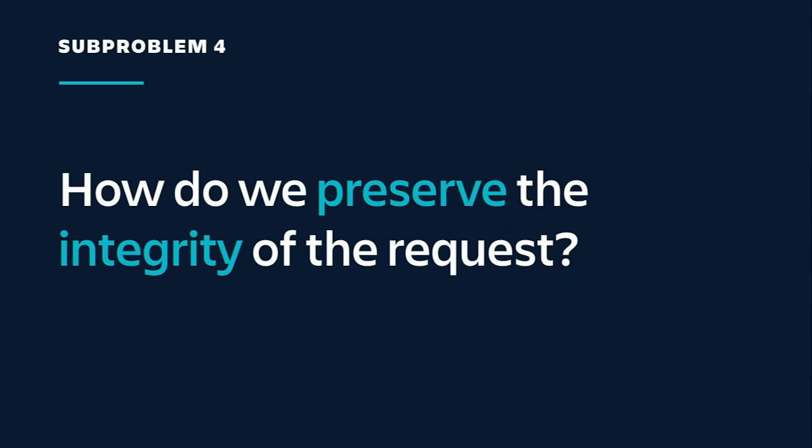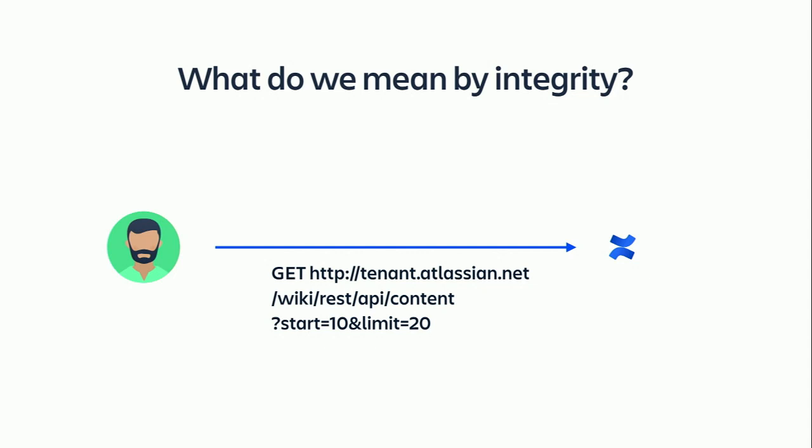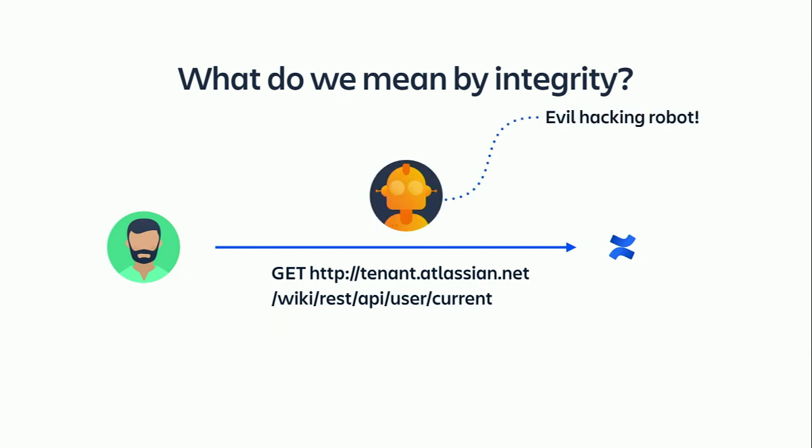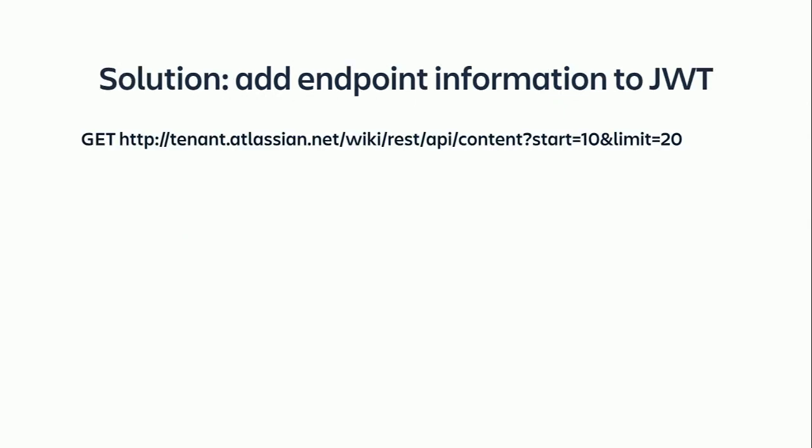Our final subproblem: how do we preserve the integrity of the request? So what do we mean by integrity? When we make a request, we have all this information: the endpoint we're talking to, the request parameters, maybe the POST payload. How do we make sure that that data comes from us to the product, or vice versa, all the way through those internet pipes without being tampered with? An evil hacking robot shouldn't be able to modify anything, including the endpoint or the request parameters. You may have seen a theme by now. We just put everything into that JWT token. So the solution is we encode all of our request information into the JWT token.